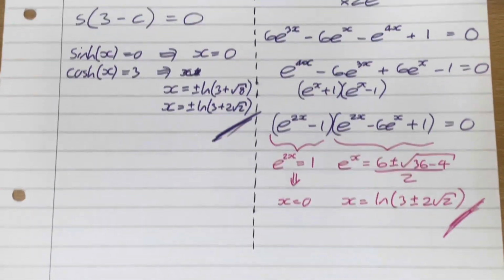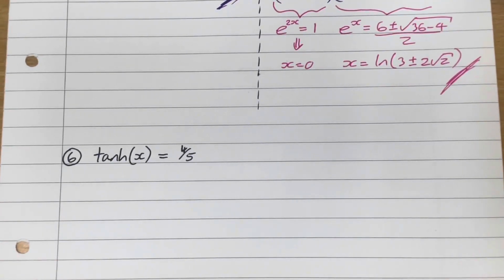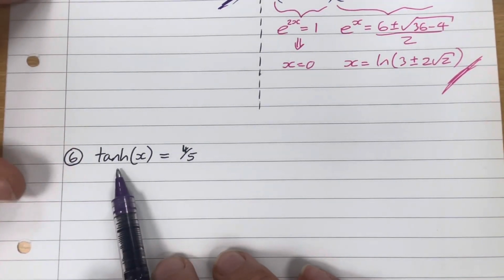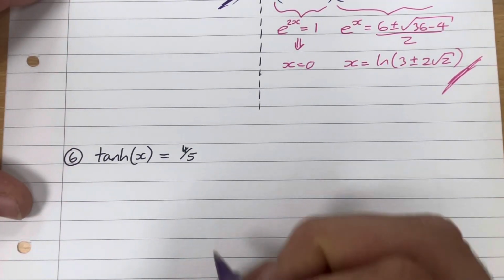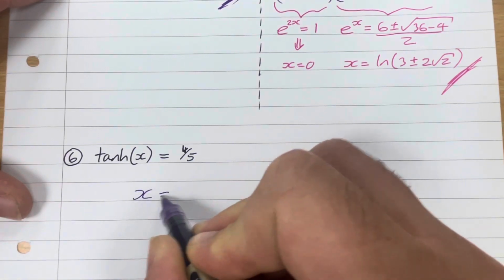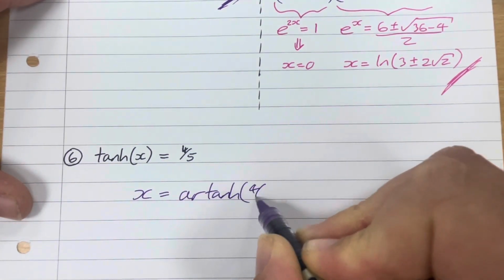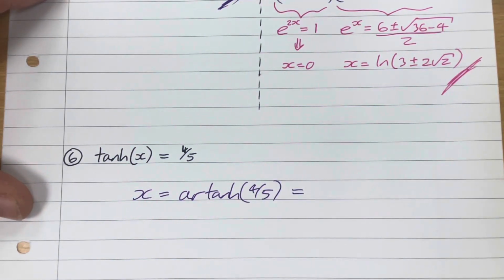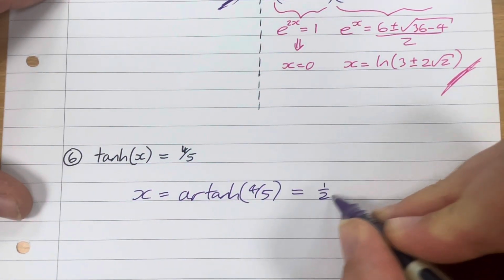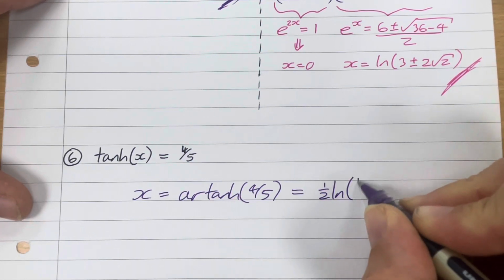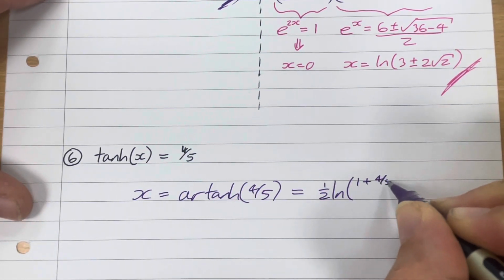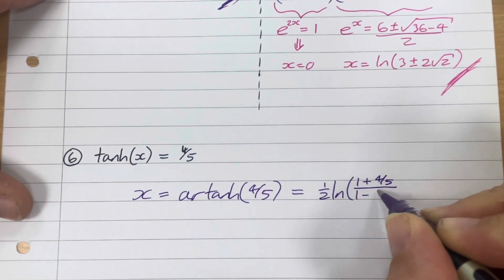Right, I've got 2 more examples. This one's another short one, but now we're going to look at the artanh function. So we've got tanh of x is 4/5. So what I'm going to do is inverse tanh both sides. So artanh of 4/5. And we have a logarithmic definition for artanh, and that is a half times the natural log of 1 plus the input, which is 4/5 in this case, divided by 1 minus the input.